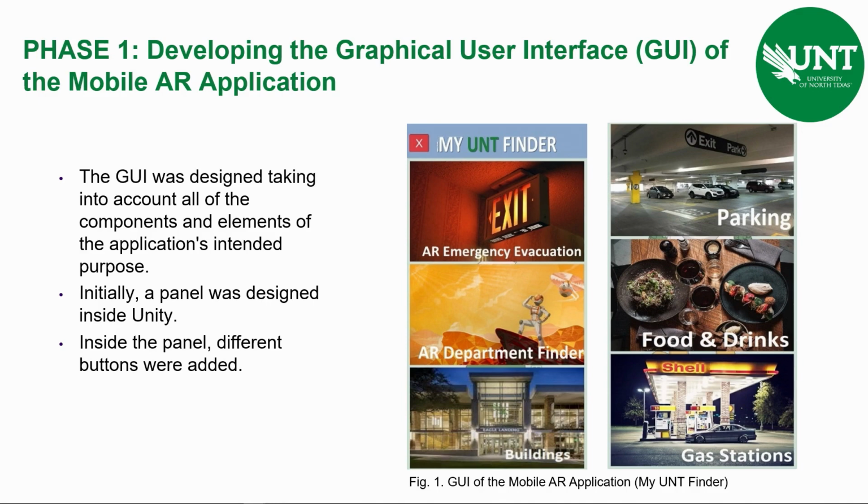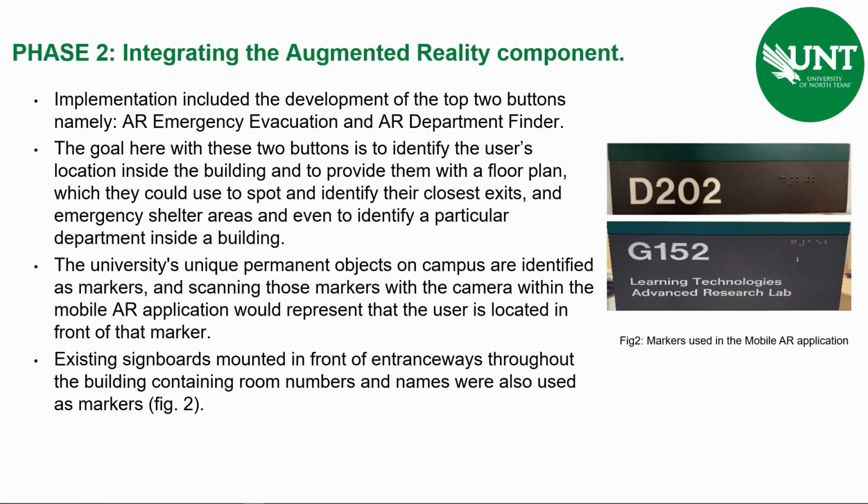And then you have a list for all the buildings on campus, and it will connect you through the Google API, and it will give you directions from your current location to the building, which is the default. That is similar for the other options also: parking, food and drinks, and gas stations.